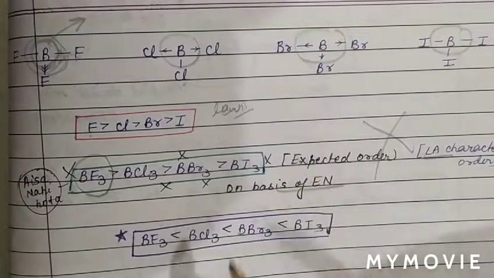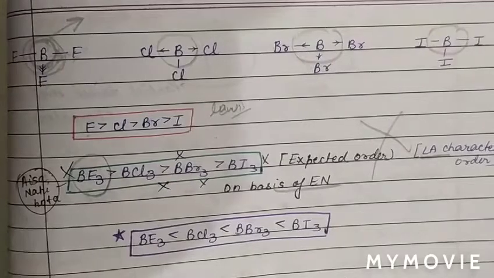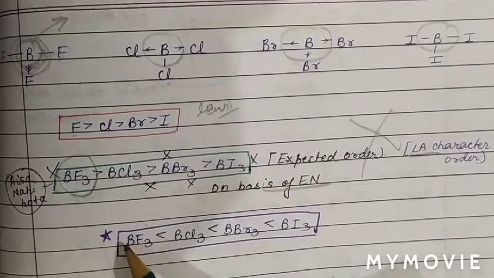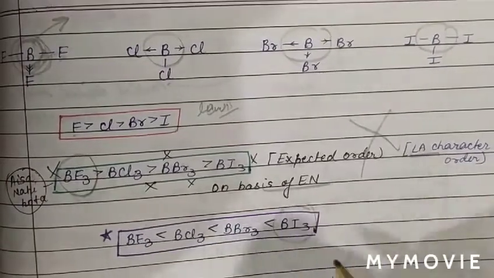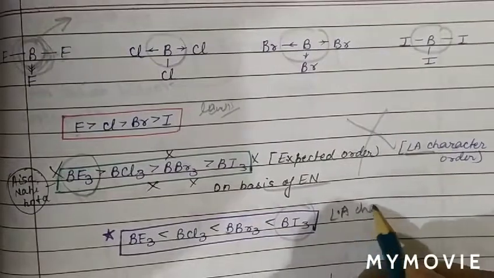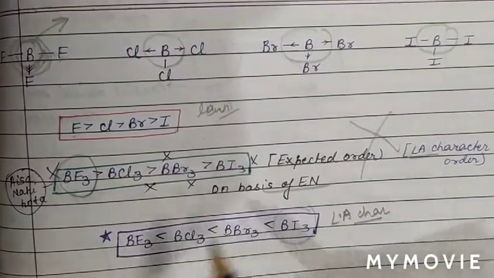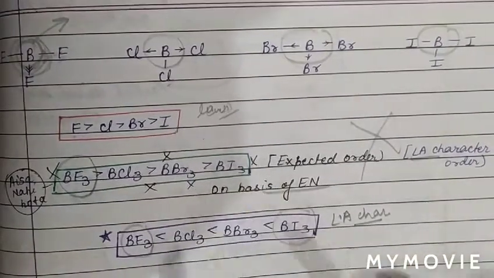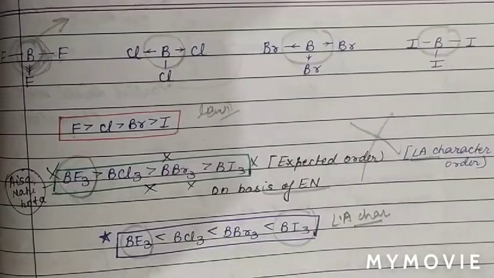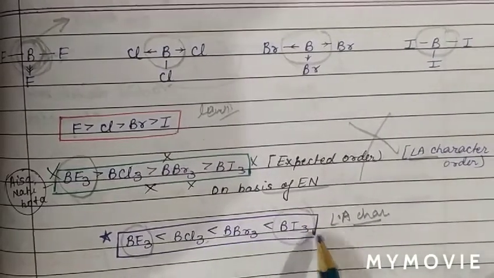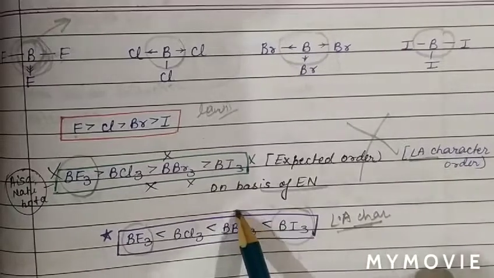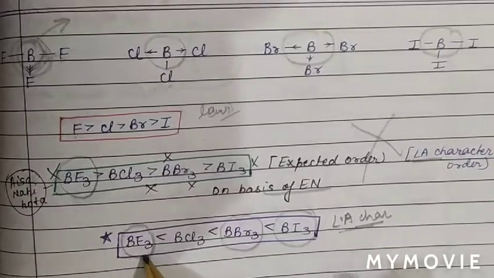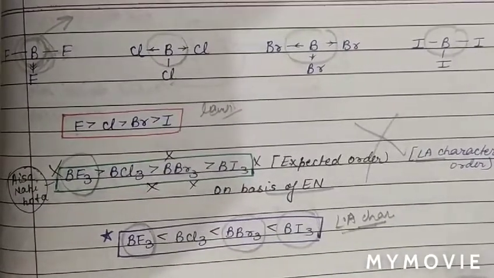character is explained on the basis of overlapping of orbitals. So according to overlapping, which we will discuss, this is the correct order of Lewis acid character. So Lewis acid character in case of BF3 is lowest. So it is not compared on the basis of electronegativity, it is compared on the basis of overlapping. So BI3 has the highest Lewis acid character, and BBr3 has then, and BF3 has the least Lewis acid character. Now let us discuss the Lewis acid character.